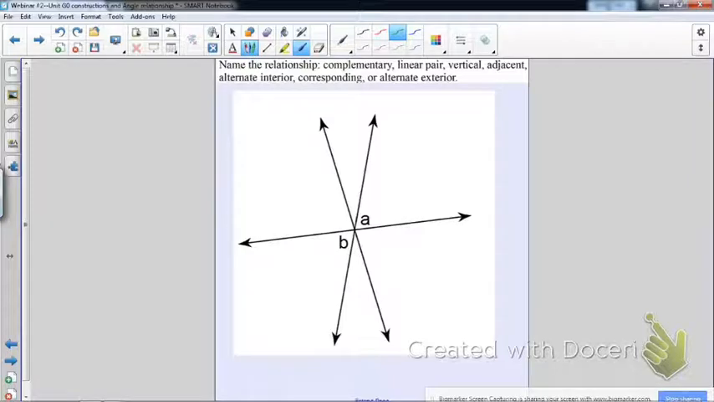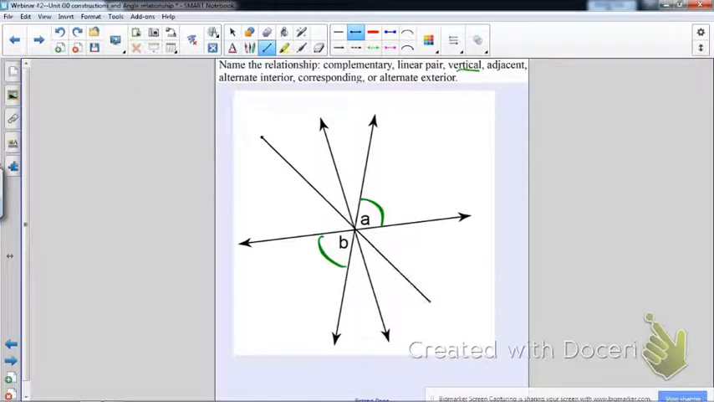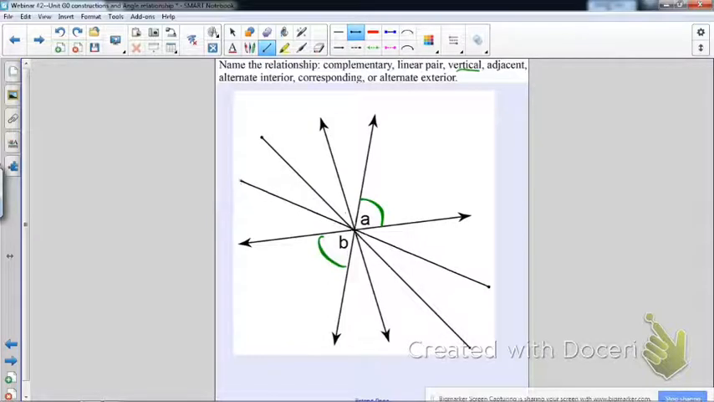So what type of angles do we have here? If they're opposite from one another, they are called vertical angles, right? These are vertical to one another. No matter how many lines I could put across, I could even add an extra one here. It doesn't really matter. You will still see these two will always be vertical to one another.